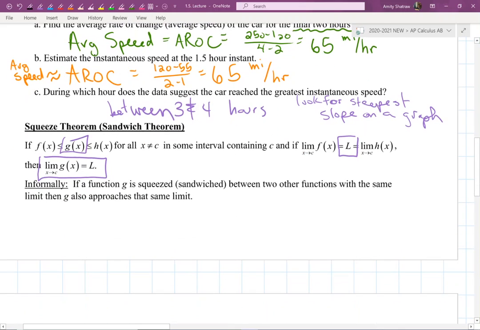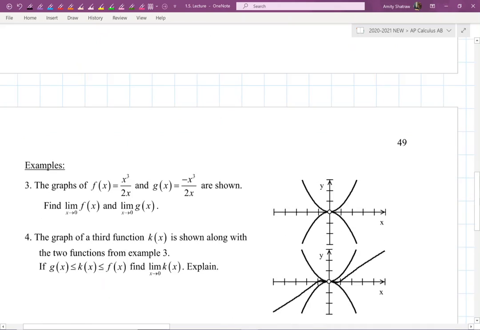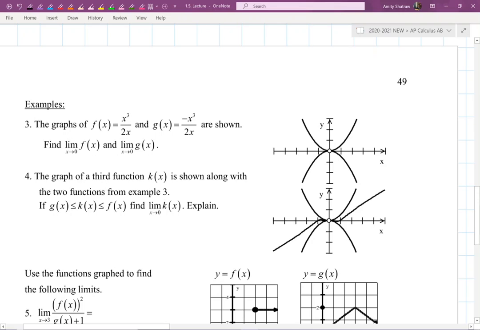Okay? Informally, if a function g is squeezed or sandwiched between two other functions with the same limit, then g will also approach that same limit. That's a nice way of putting that. Here I have two graphs, okay? This is the orange graph at top, and this is the green graph, which is on bottom. And I see that they are both approaching the origin, okay? So I would say then that the limit of f of x as we approach 0 is going to be 0. And the limit of g of x as we approach 0 is also 0. So there you go. Let's write that down.